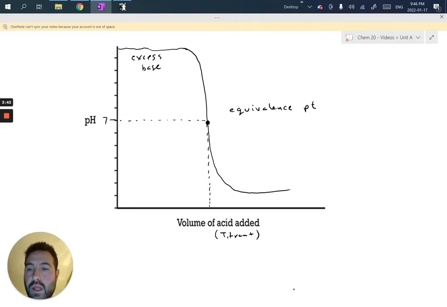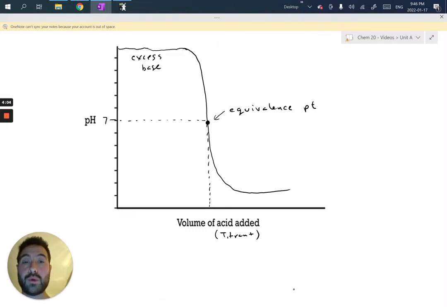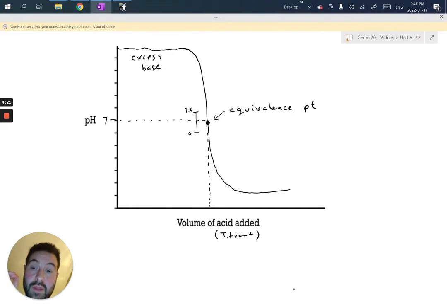The equivalence point will also help us determine an indicator for our titration lab. If I have a pH of 7, I want to find an indicator that has that equivalence point within its pH range. So we chose bromothymol blue, which has a color change range from 6 to 7.6. We want to choose an indicator that has the pH at the equivalence point within that color change range, so that we can find our endpoint at that pH.